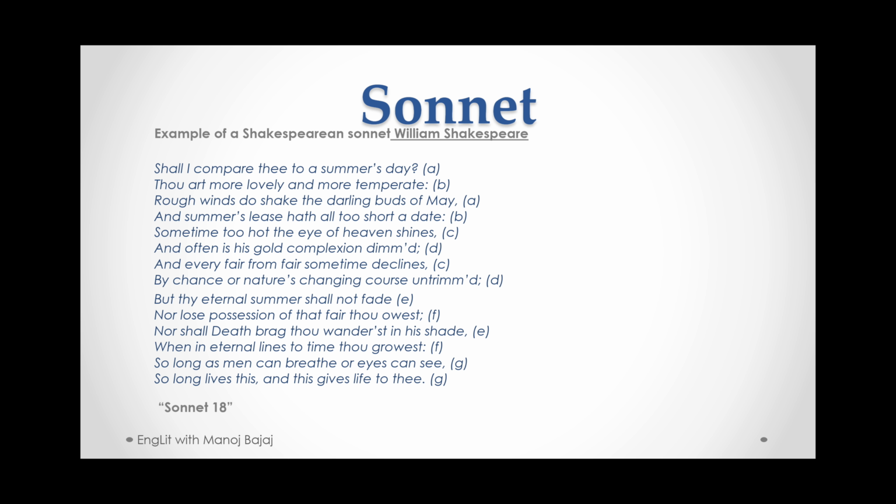The couplet is the climax of the thought of the poem, which is normally in an epigrammatic form. The rhyme scheme of a Shakespearean sonnet is ABAB, CDCD, EFEF, and GG. The couplet, which is the last 2 lines, plays a very important role.